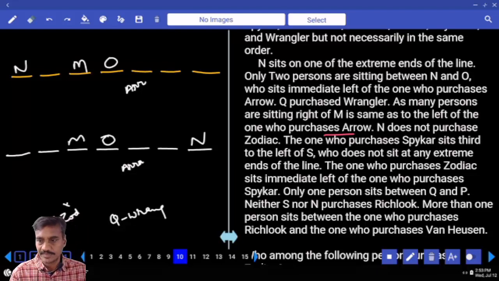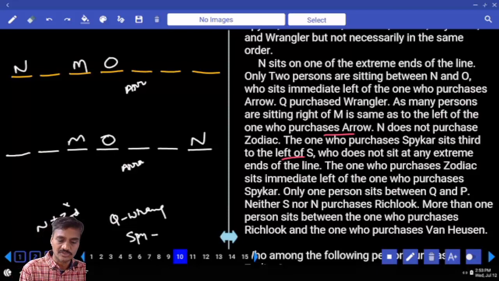Then the next one. The one who purchases Spiker sits somewhere to the left of S, and S does not sit at the extreme end. S cannot be at the extreme end, and Spiker sits somewhere to the left of S. Then what are the different possibilities? We can have S at this place or S at this place. There are two possibilities.